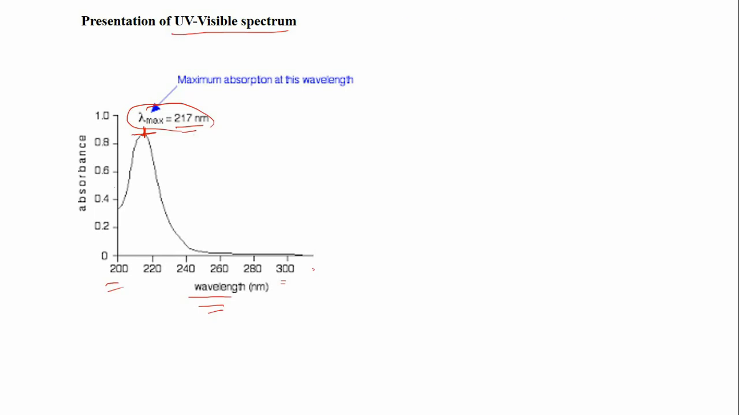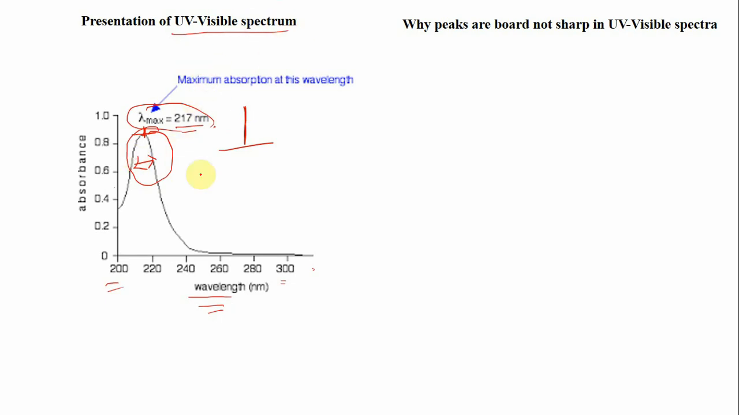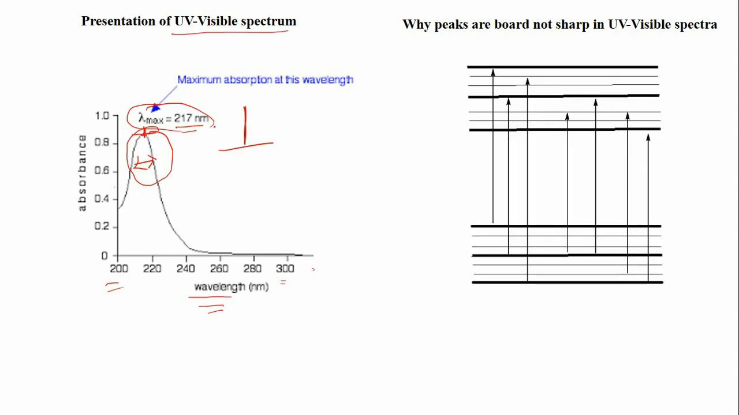Now the other characteristic feature of the UV visible spectrum is that the peaks are not sharp, but these peaks are broad. Broad means this: you can easily see this peak is a very broad peak. It is not a sharp line peak like this. So why is this so? This can be explained, as we have already discussed, by the electronic transitions that take place in the UV visible spectrum.